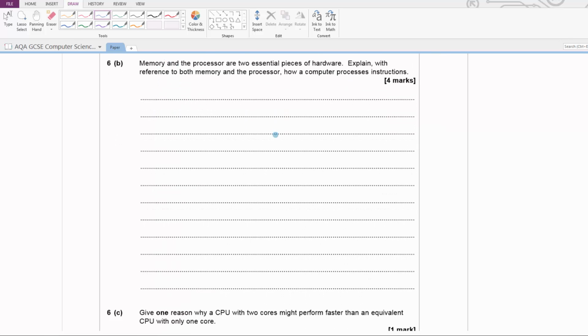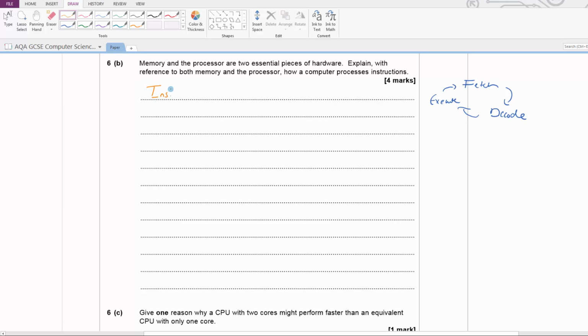Part B is about the fetch, decode, execute cycle. So memory and the processor are two essential pieces of hardware. Explain with reference to both of these components how the computer processes instructions. Like I say, this is about the fetch, decode, execute cycle. There's 4 marks, so I'm going to aim for 4 points. In this question, we want to be getting sort of a mark per point.